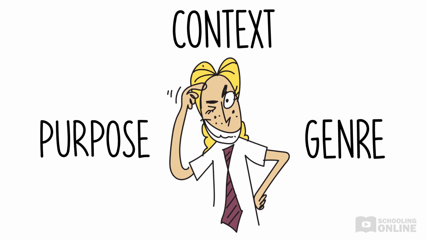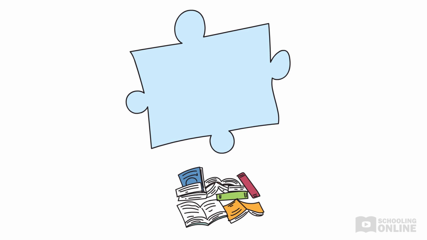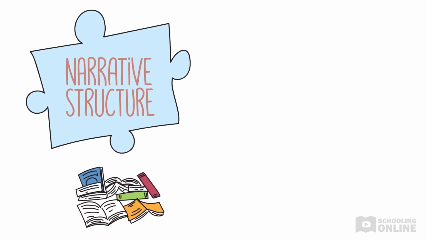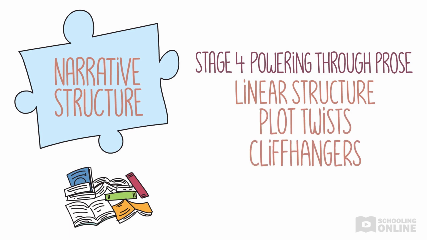Make sure to keep all 3 of these concepts in mind as you begin to analyse prose texts on your own. Let's get started. Let's begin with the most fundamental element of prose analysis, narrative structure. In Stage 4, we looked at the basic linear structure, as well as how writers might vary this structure through plot twists, cliffhangers, and flashbacks.